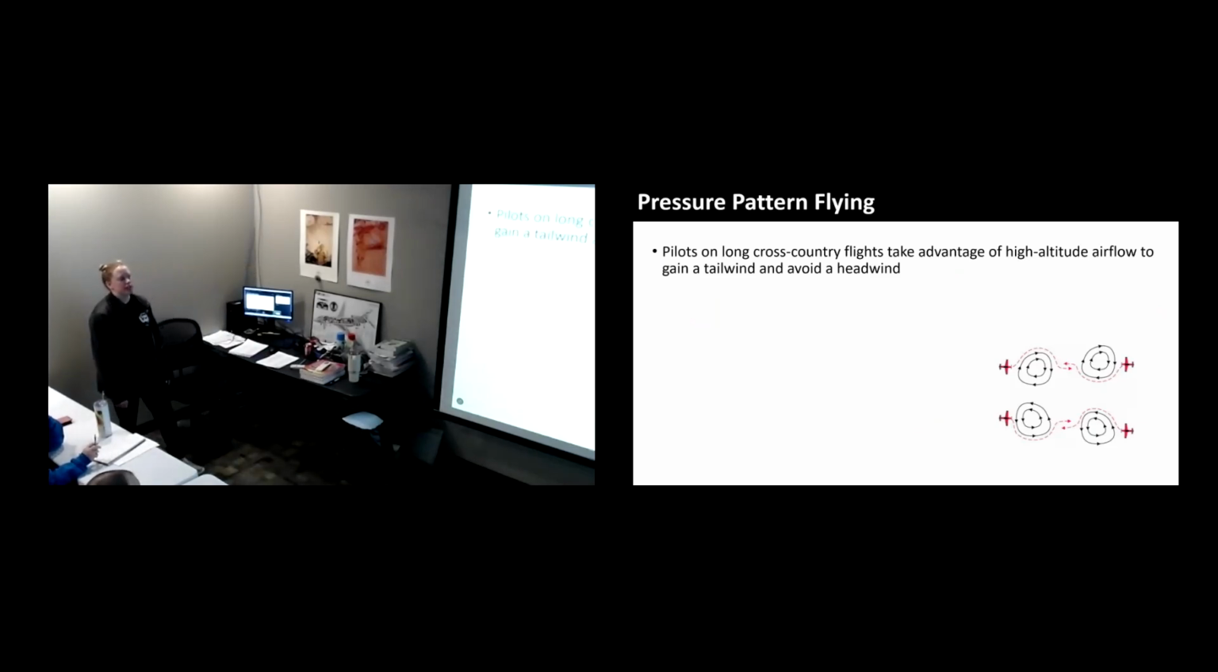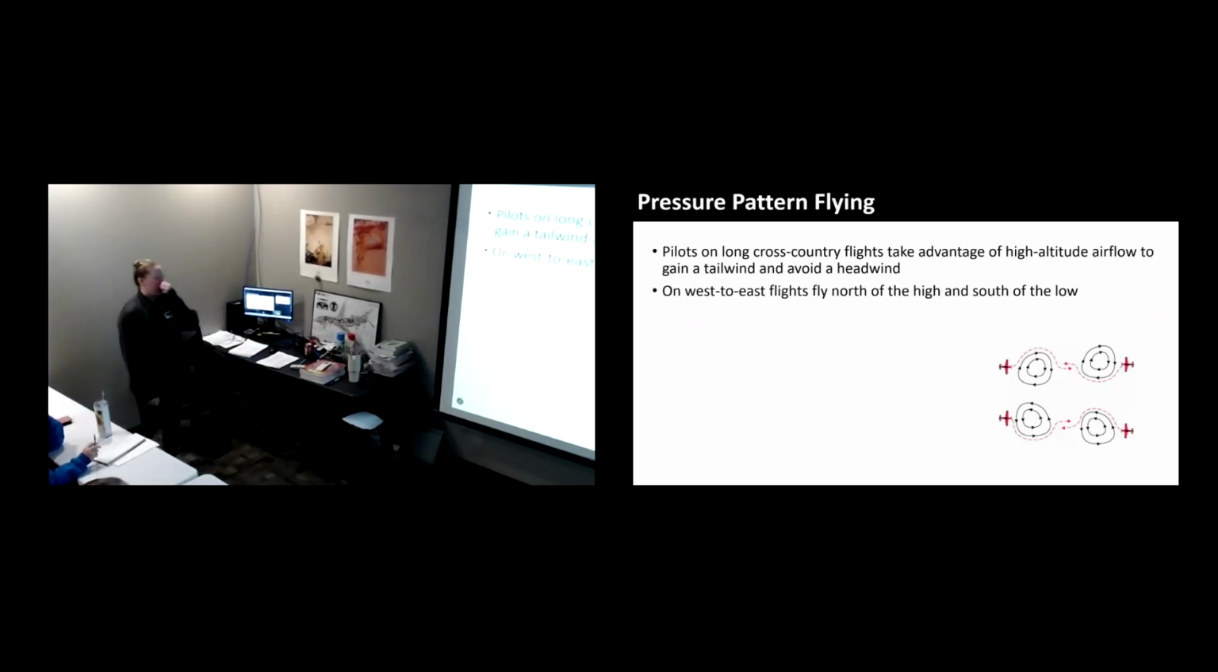Pilots on long cross-country flights can take advantage of these high altitude wind flows and gain tailwinds and avoid headwinds. Why would we want to do that? So our trip goes faster. On west to east flights, so if we were to go from California to New York, we would want to fly north of a high pressure system and south of a low pressure system, just because of the direction of air moving. So that's why sometimes you see airliners do big S's, or not big ones, but they might change their course a little bit. They're trying to take advantage of those high altitude winds.